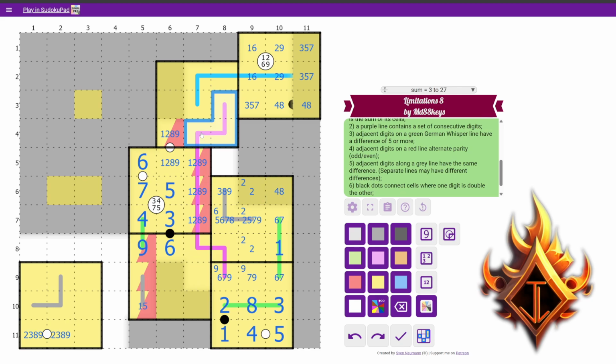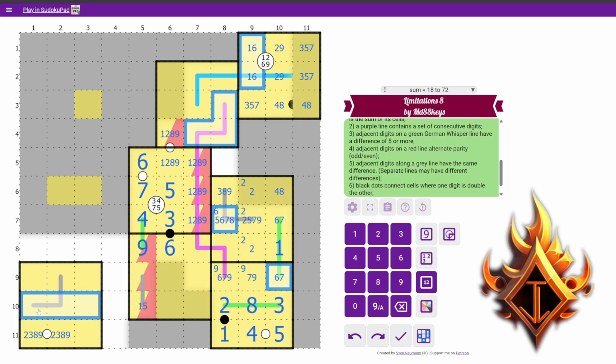6 goes up here on this pink line. That has to be 6. Then what? Then that has to be 6. Then down there.